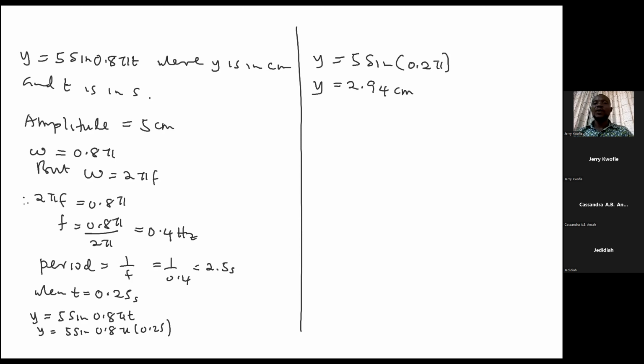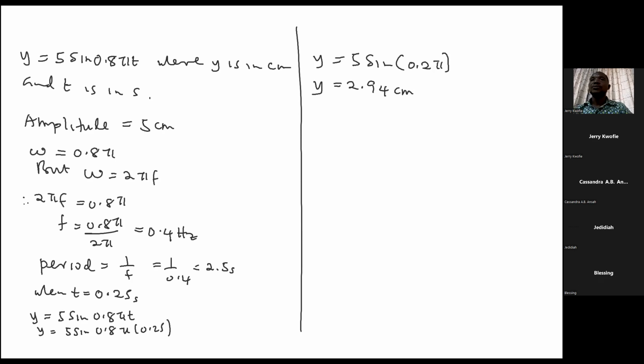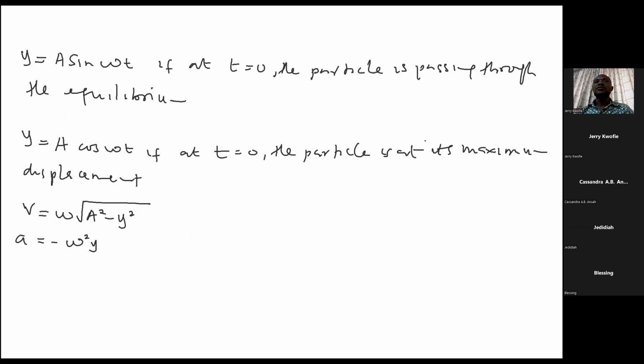Okay, so if there are no issues, are these the only questions you were asked to do? No. What were the other questions? And IV, find the velocity and the acceleration when t is 0.25 seconds. Okay, so how do we get the velocity? In the previous page, we had the equation for the velocity. We also had the equation for the acceleration.